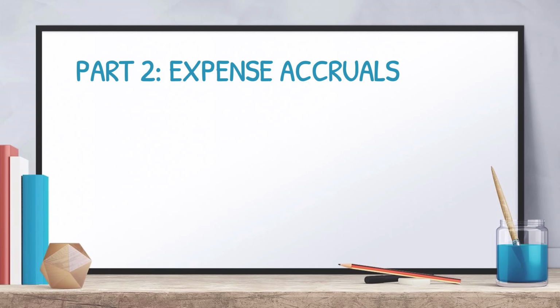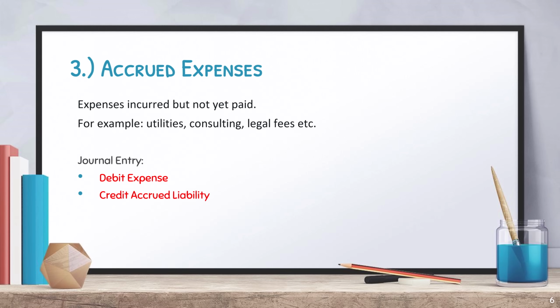Part 2, Expense Accruals. These are huge during close. 3. Accrued Expenses. Expenses incurred but not yet paid. For example, utilities, consulting, legal fees, etc. Book this entry. The logic is we used it, we owe for it, we just haven't paid yet.